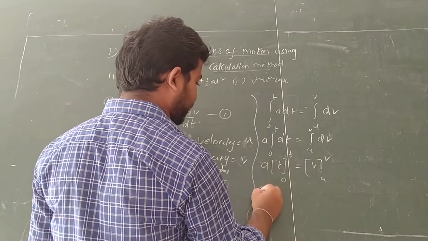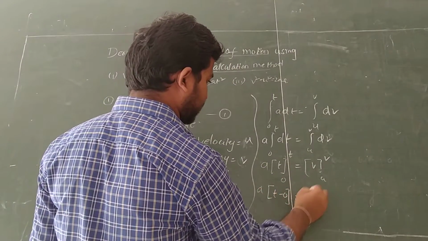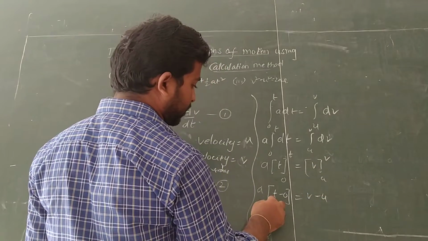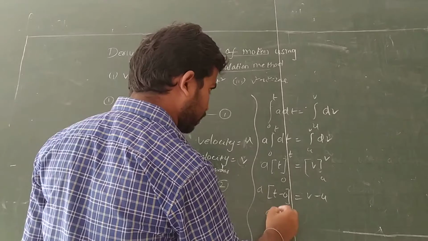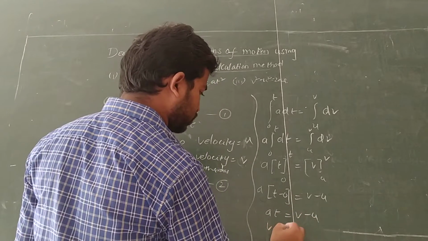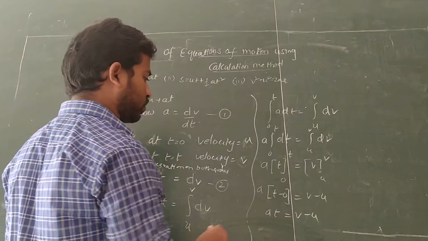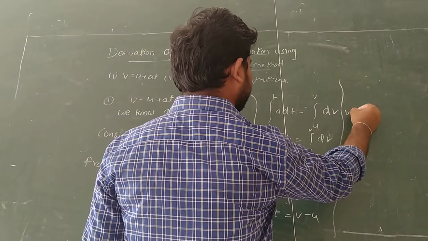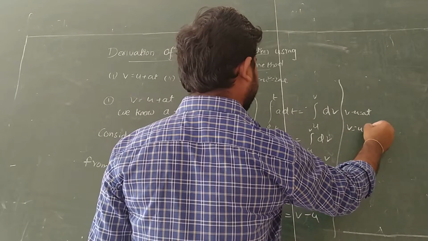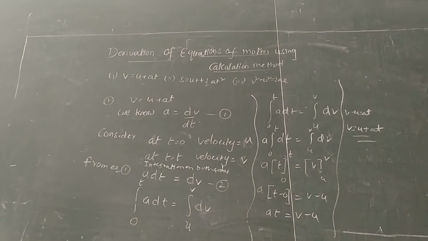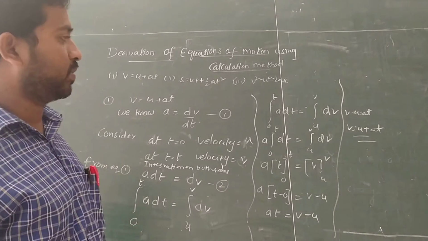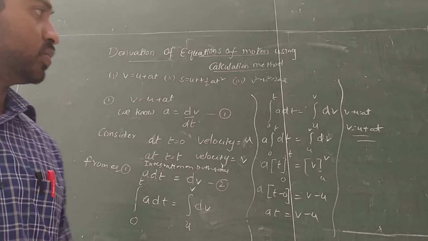Then you can substitute upper limit minus lower limit: t minus 0, and upper limit v minus u. So a times t minus a times 0 gives at, equal to v minus u. Then v minus u equal to at, then v equal to u plus at. So this is how we can derive v equal to u plus at. Understand? So no problem. While you are practicing, you can feel it. The first time, you feel somewhat difficult. You can note down this one also.